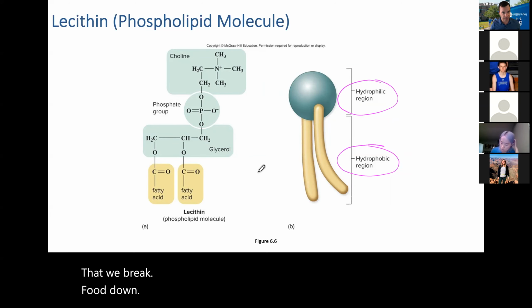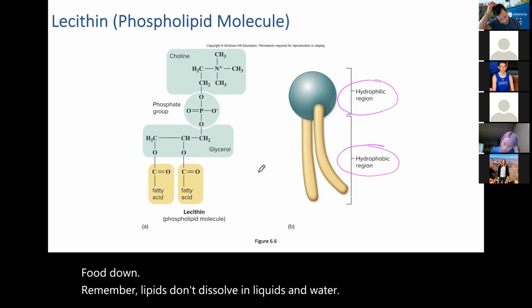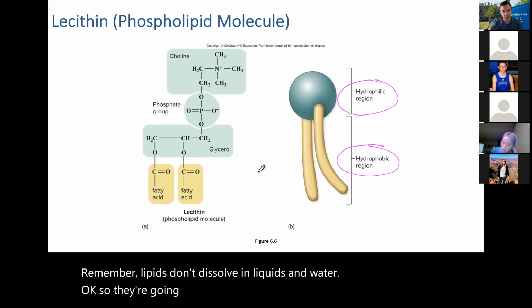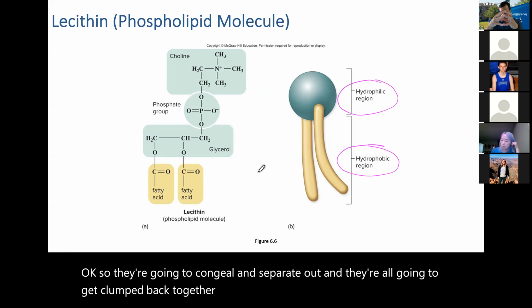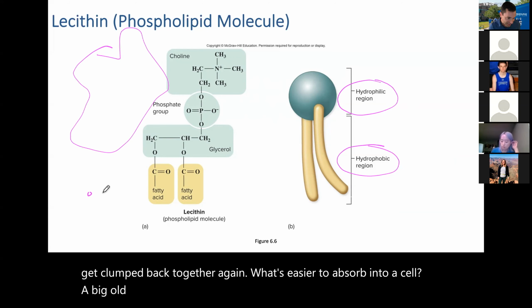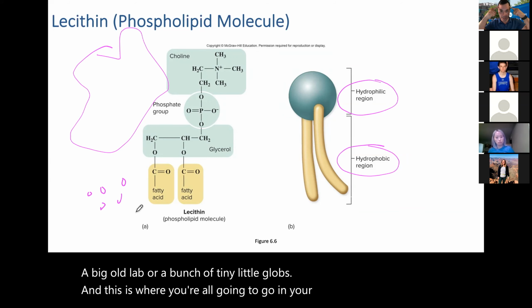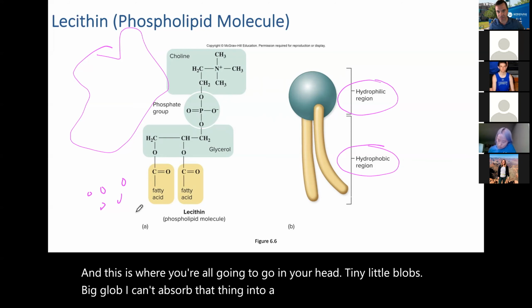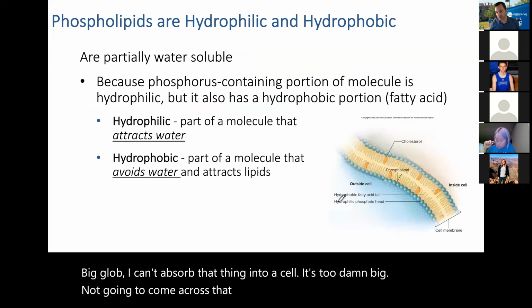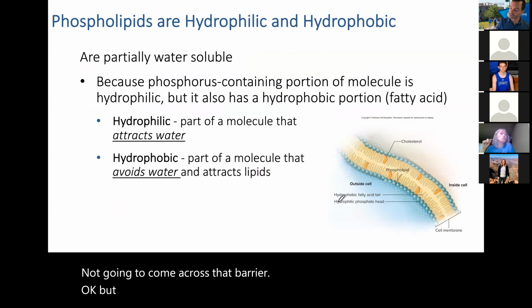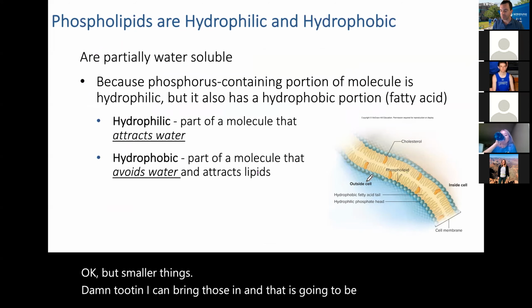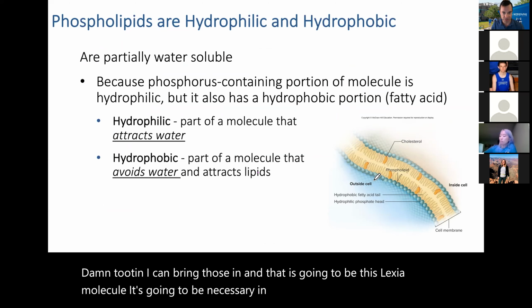remember, lipids don't dissolve in liquids, in water. So they're going to congeal and separate out, and they're all going to get clumped back together again. What's easier to absorb into a cell? A big old glob or a bunch of tiny little globs? And this is where you're all going to go in your head, tiny little blobs. Big glob, I can't absorb that into a cell. It's too big. It's not going to come across that barrier. But smaller things, I can bring those in. And that is going to be this lecithin molecule. It's going to be necessary in the steps for the digestion and absorption of lipids.